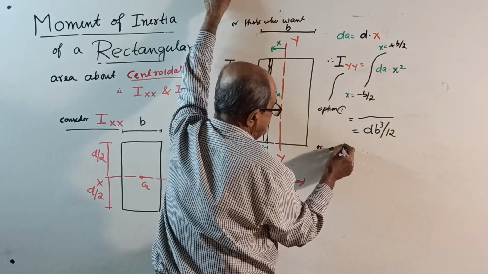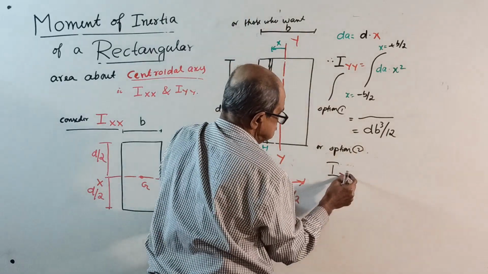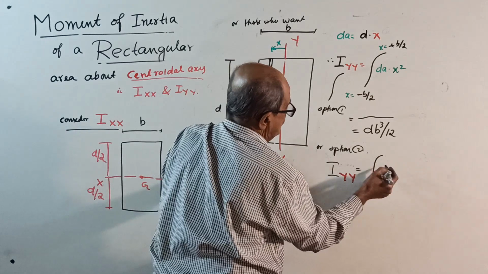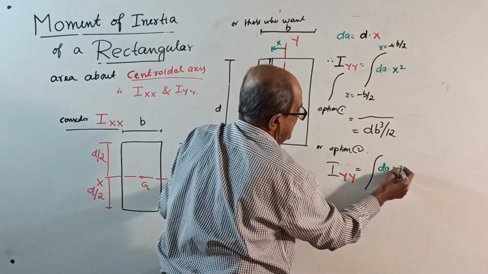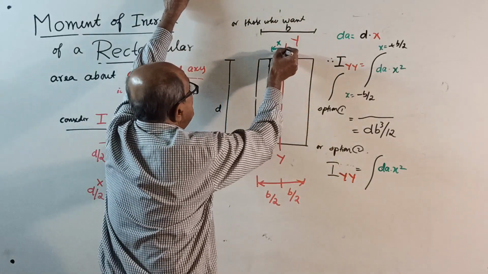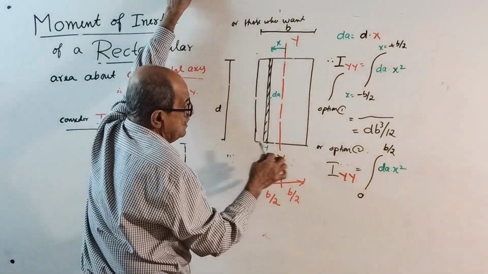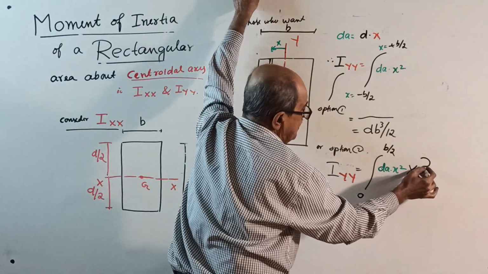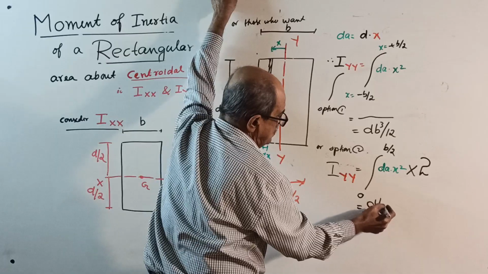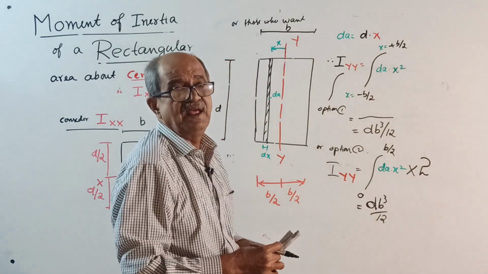Or option 2: I about yy equals the integration of dA into x square. See, you do only one side. Integrate from 0 to b by 2. But whatever you got, multiply by 2 to take care of this side. This also will give you d b cube by 12. d b cube by 12 is the answer.